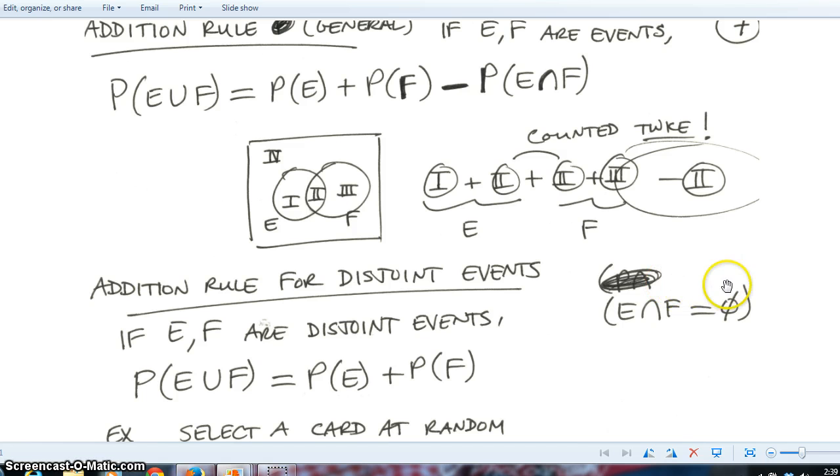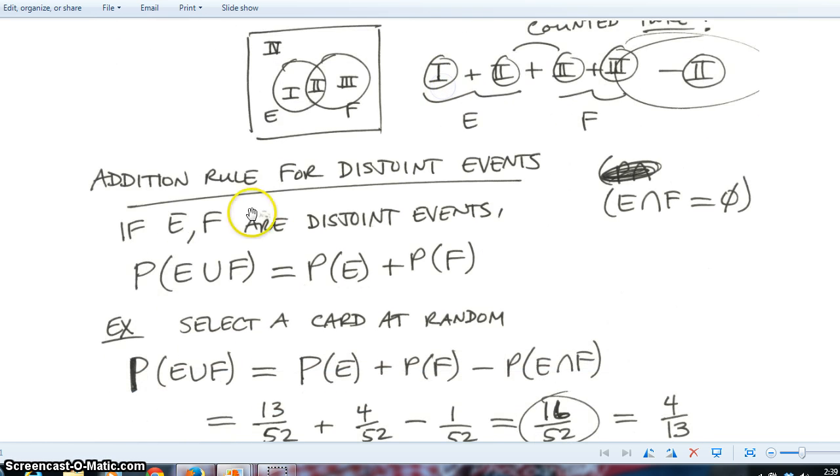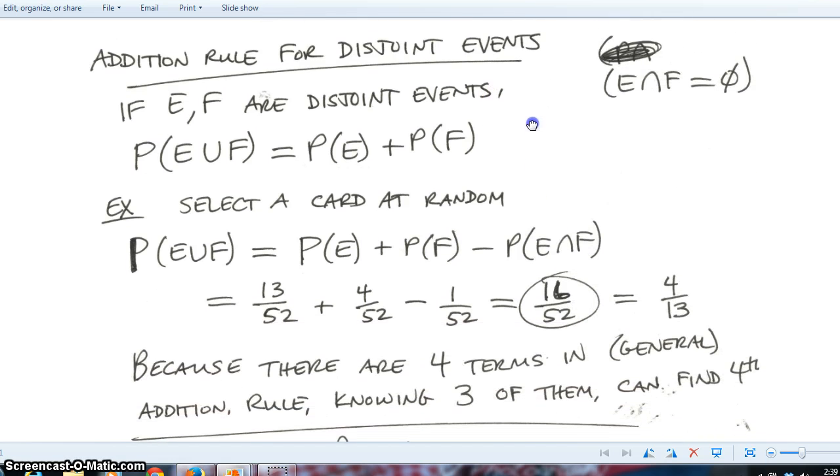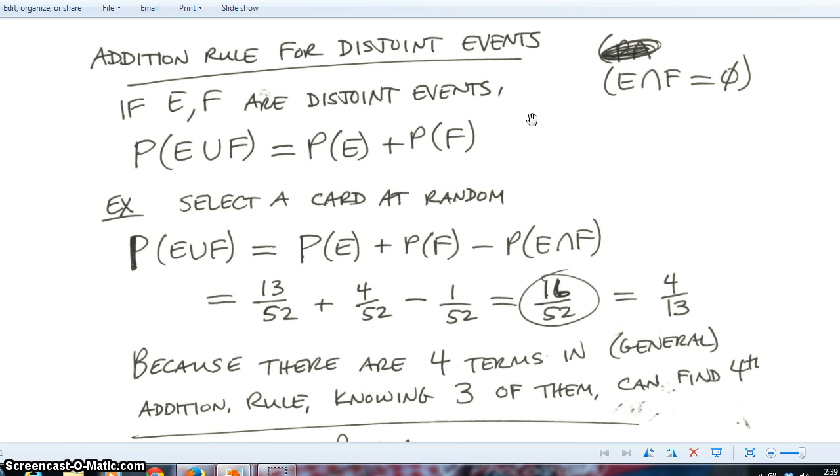If E intersect F is impossible, the impossible event has probability 0. That's going to be 0, so the whole term just goes away, vanishes. So all we're left with is the probability of E union F is the probability of E plus the probability of F. Very nice formula. It makes it very easy to find the probability of a union, but you can only use it when you know that they're disjoint. You already have to know that.